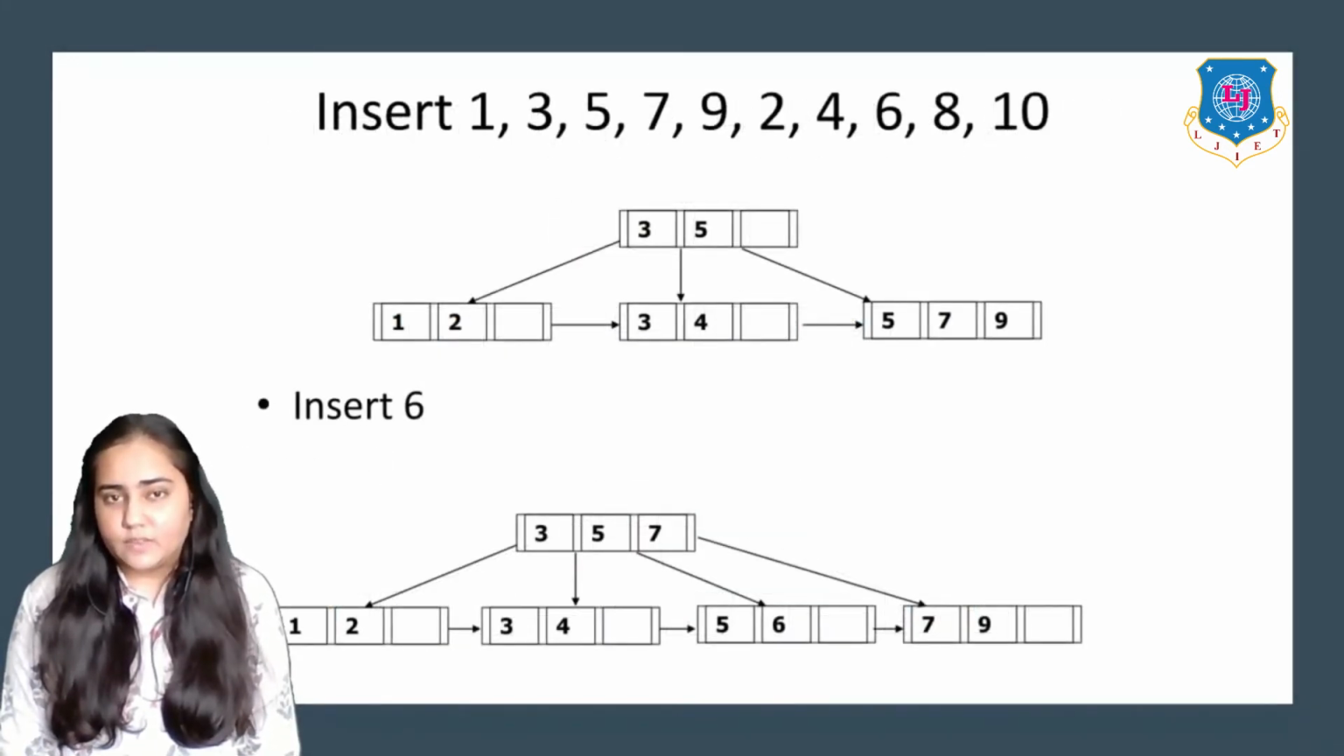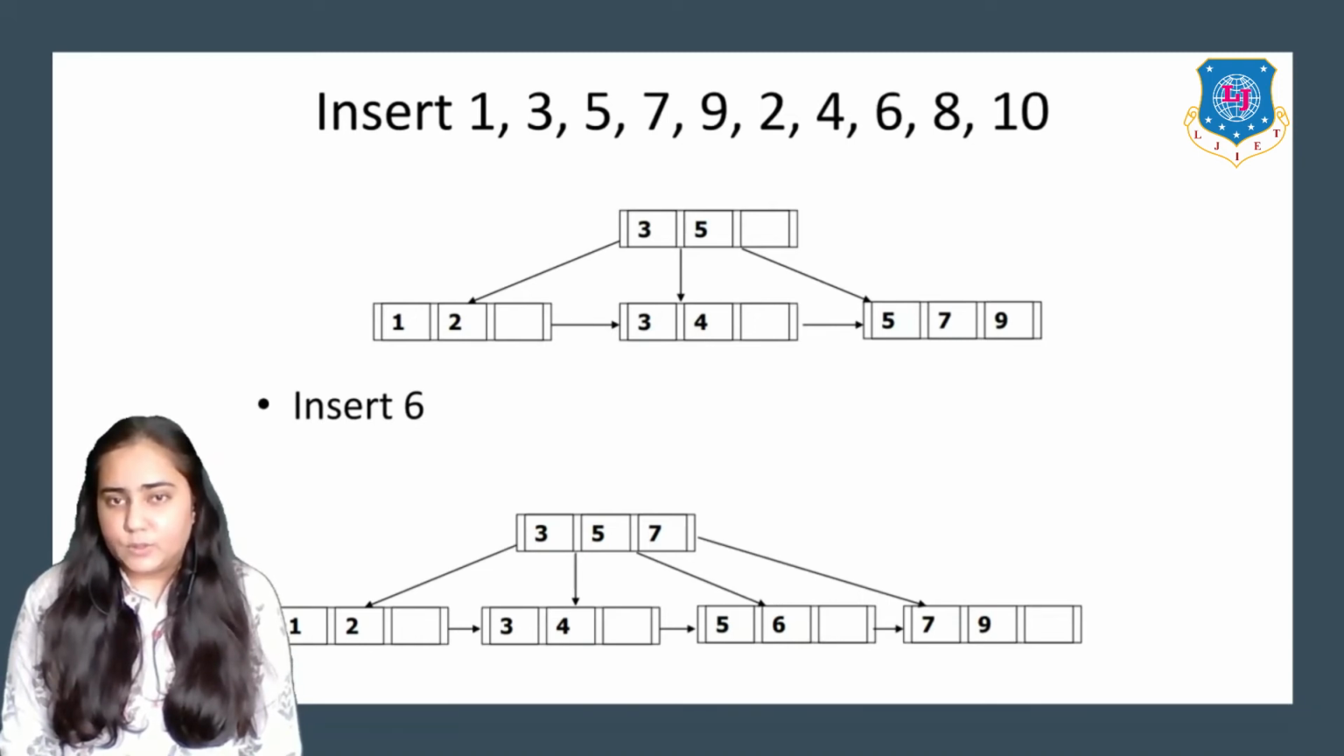The next thing we have is 6. For 6, we are going to place it on the right-hand side of 5. But once again, there is no space over there. So it's going to be 5, 6, 7, and 9. In order to place it there, I need to take one of the keys to the top. Because it is 5, 6, 7, 9, it would be 7 going to the top.